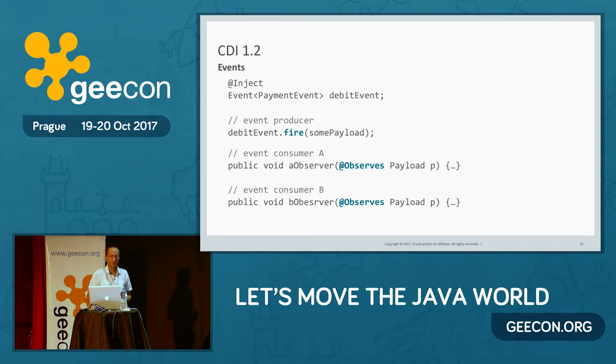In CDI 1.2, if you want to fire some events and wanted to observe them, like in this example, I have one debit event which has been fired, and I have two observers, A and B. But how can I know which observer will be handled first? I can't say that.